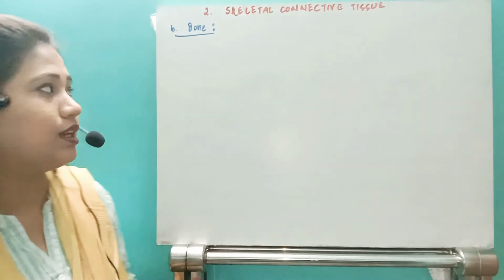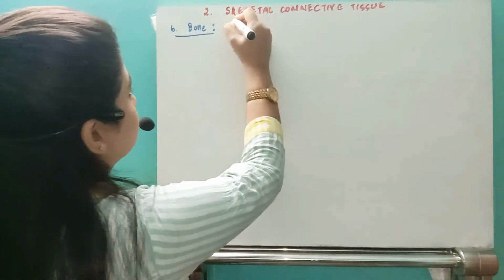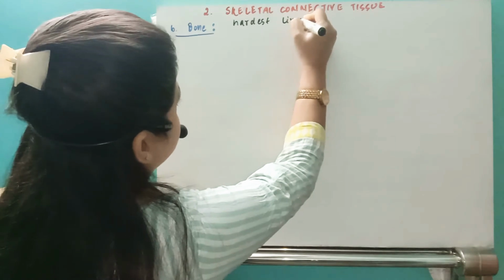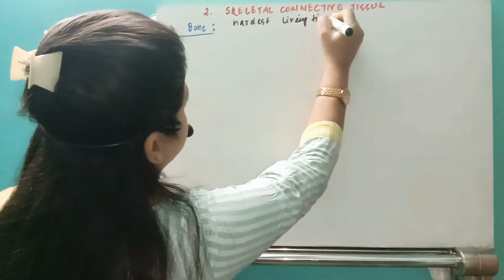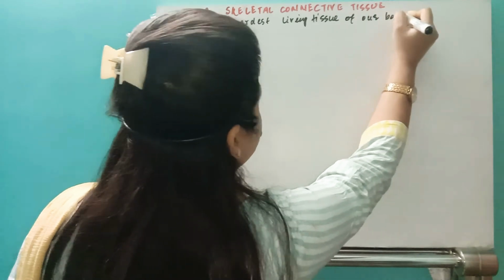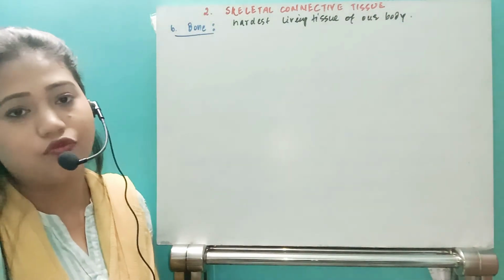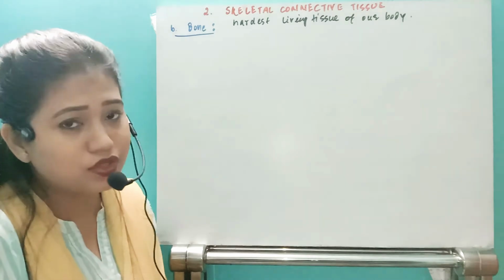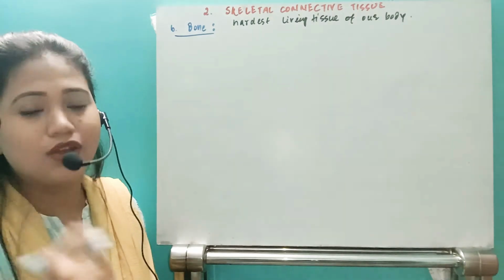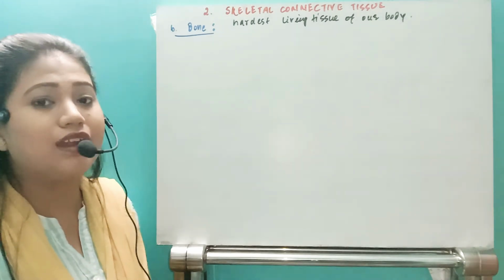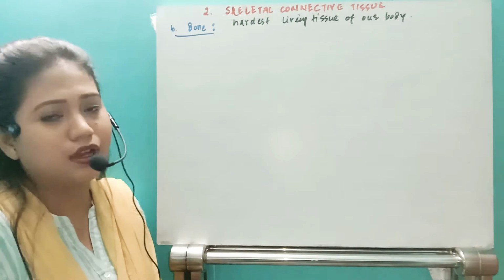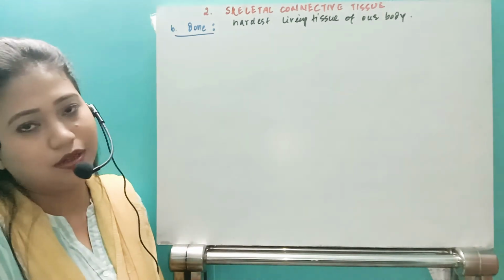Basically we should know that bone is the hardest living tissue of our body. If it comes in your exam, what is the hardest component of our body, then it will be the enamel, which is the lining of our teeth. So that is the hardest non-living thing. But if it is the hardest living component, then it will be the bone.